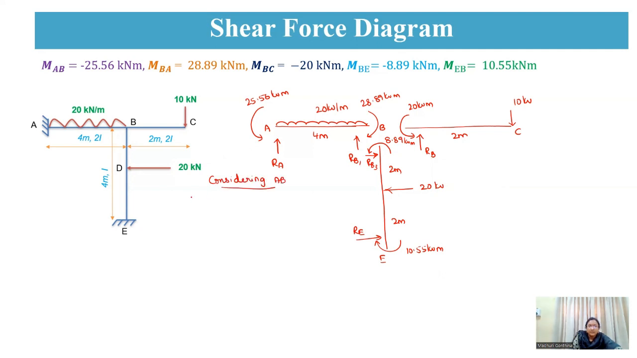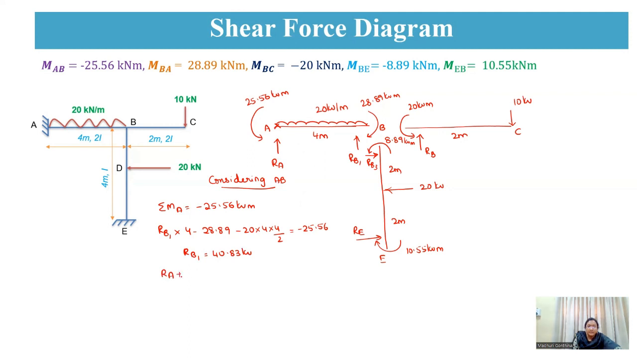AB span, now moment about this portion. So sigma MA will be equal to minus 25.56 kilonewton meter. That is summation of the moments at this point will be hogging in nature, therefore minus 25.56. Now RB1 into this 4 minus 28.89 moment at this B minus 20 into 4 into 4 by 2. So that is UDL moment. So that will be equal to minus 25.56. So by solving this, you are going to get RB1 will be equal to 40.83 kilonewton.